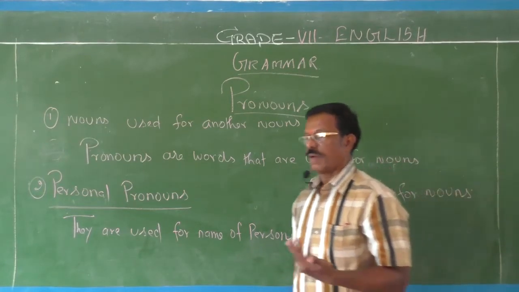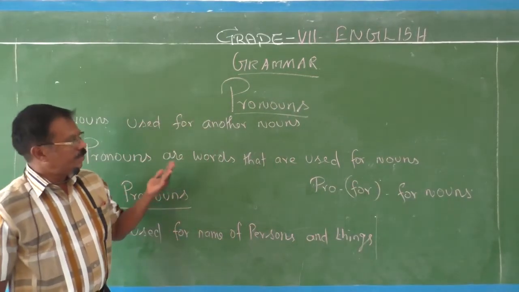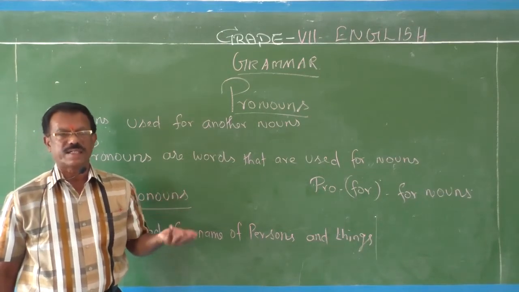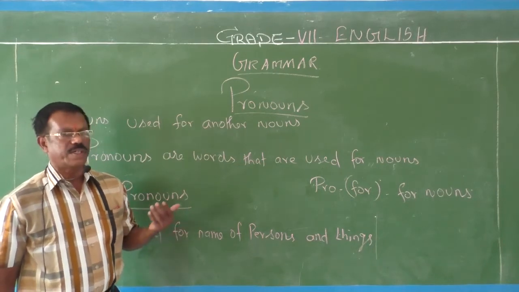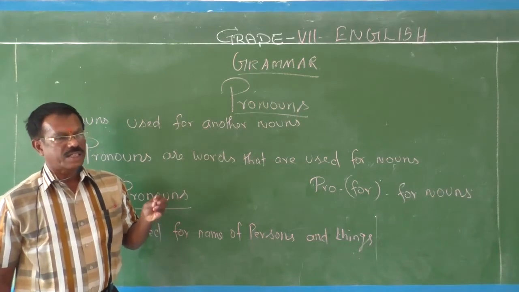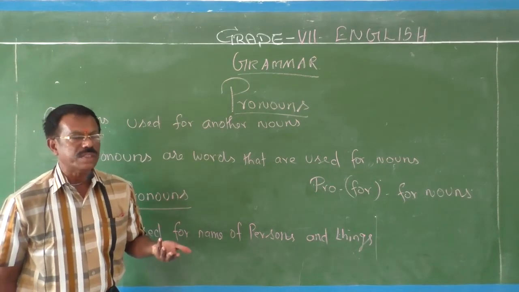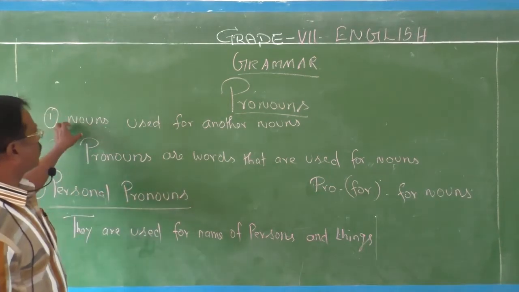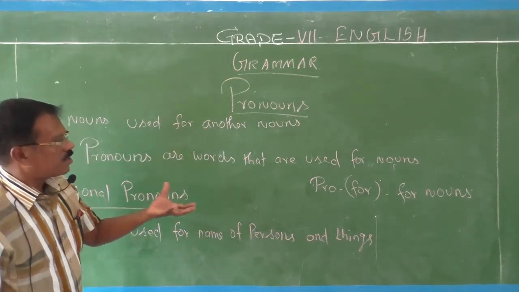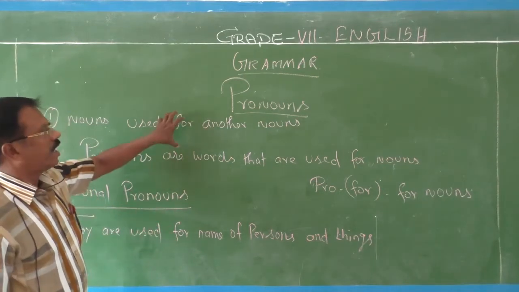Sometimes it may happen, when you express something, you repeatedly use a particular noun in many places. How can we avoid such a repetition? To avoid it, we have some special nouns which are used in English. Such nouns which are used in the place of another noun are called pronouns. So pronouns are words that are used for nouns. Pro means for. So they are nouns used for other nouns. Therefore they are called pronouns.